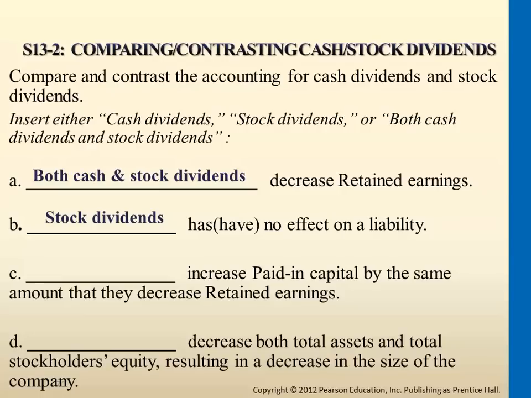Okay, what about C? Which one increased paid in capital by the same amount that they decreased retained earnings? It will be stock dividends, exactly. For cash dividends, it doesn't really affect paid in capital. It does reduce retained earnings, but it increases liability and later eventually reduces cash, which is part of assets. Okay, but stock dividends decrease retained earnings, increase paid in capital, common stock. Remember, the whole point of stock dividend is to give out stock to shareholders, so it increases common stock.